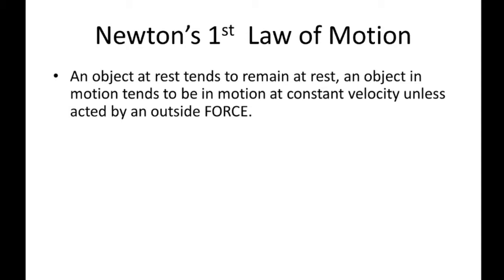Now, Newton's first law of motion. An object at rest tends to remain at rest. An object in motion tends to be in motion at a constant velocity unless acted upon by an outside force. So let's have the first one. An object at rest tends to remain at rest.